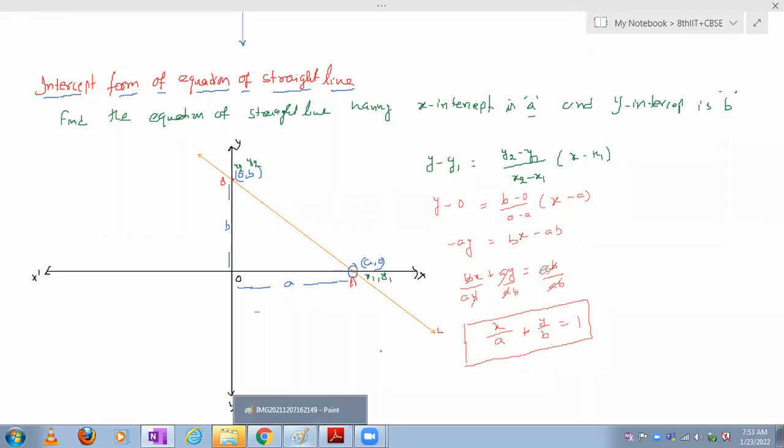Got it? Yes, sir. Got it? Got it, Rakshit? Try to understand.